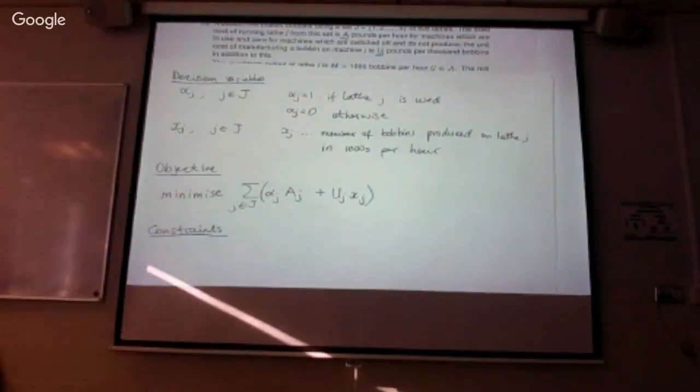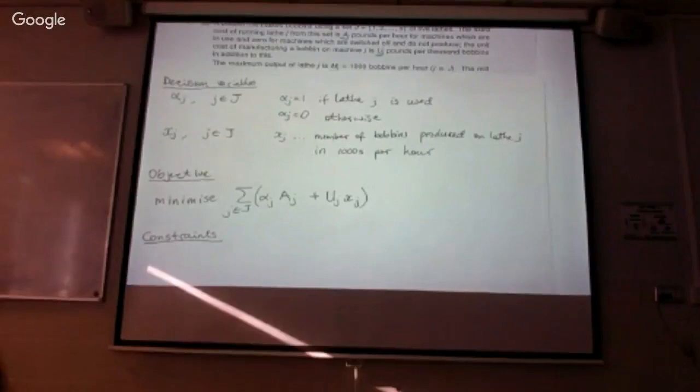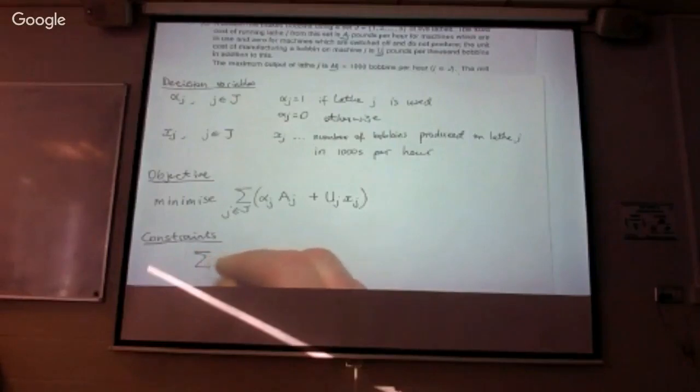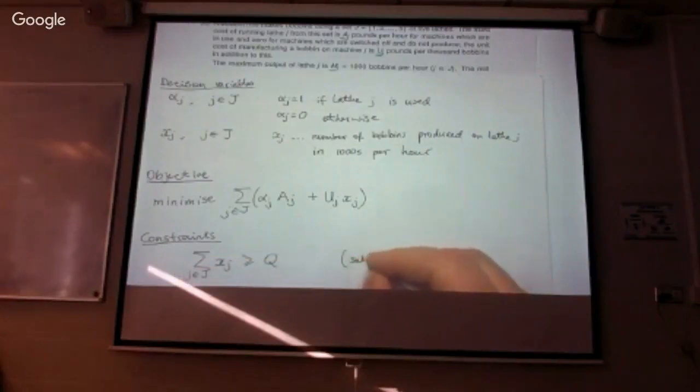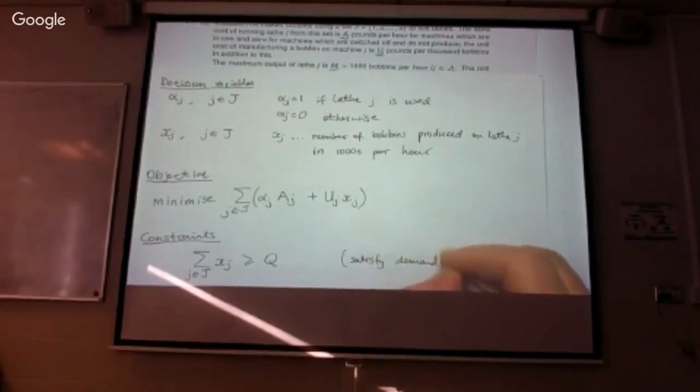Constraints. The sum of all your xj's is going to be greater than or equal to the demand, which is Q. The sum of all these xj's should be at least Q. I agree. And xj is going to be less than or equal to Mj.